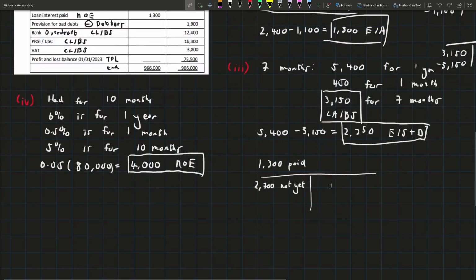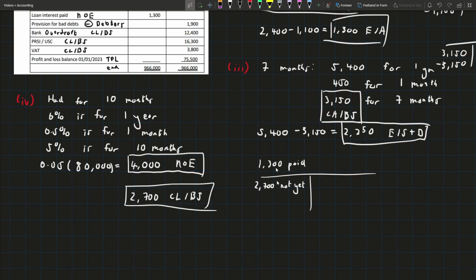That means that we need to add a 2,700 onto the right, or minus it from the left. Since we haven't paid it yet, it's a type of liability. So that's why we write 2,700 as a current liability in the balance sheet. So then the 1,300 was already there. That's still balanced, as you can see up here with the 1,300. So we have 2,700 not yet. We have 2,700 current liability. See, these two balance, so it's all good.